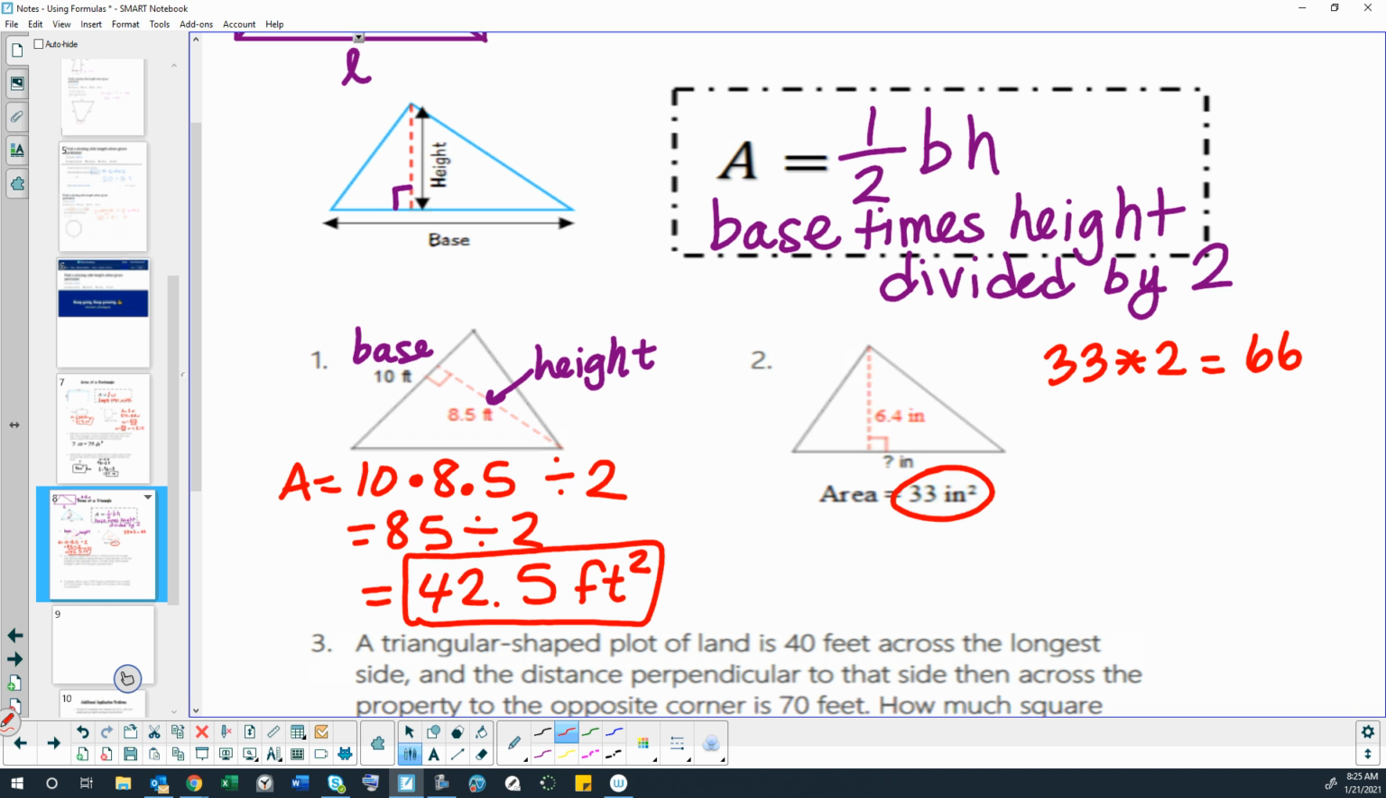So at this point, all we have to do to find the base, if we know the height, is take that 66 and divide it by the height. So we're going to divide it by 6.4. And then that will give us the base. Kind of just like it was in the problems we did last time, where we had the area and we had the length or the width and we had to find the height, which is dividing, right? So the only extra thing you're doing with triangles is multiplying the area by 2 first to get rid of that 1/2. Okay, so what is 66 divided by 6.4?